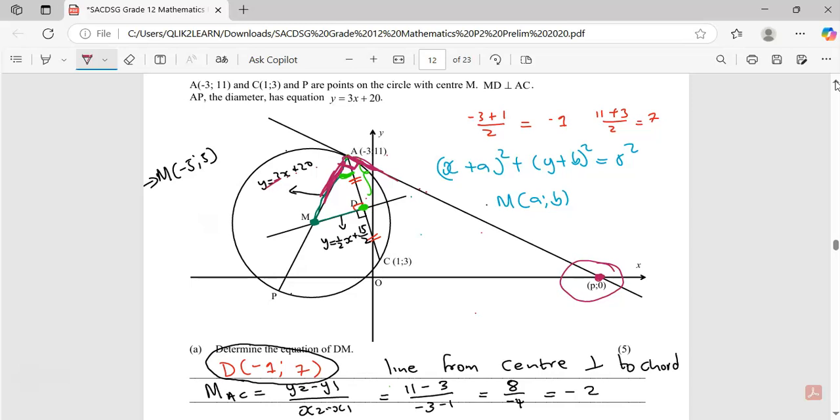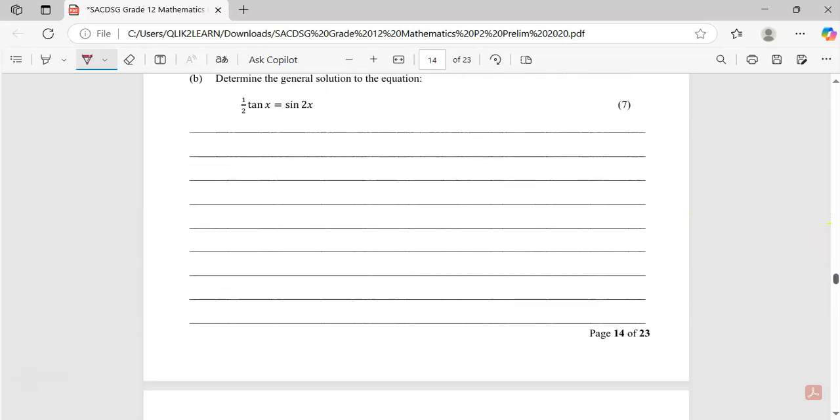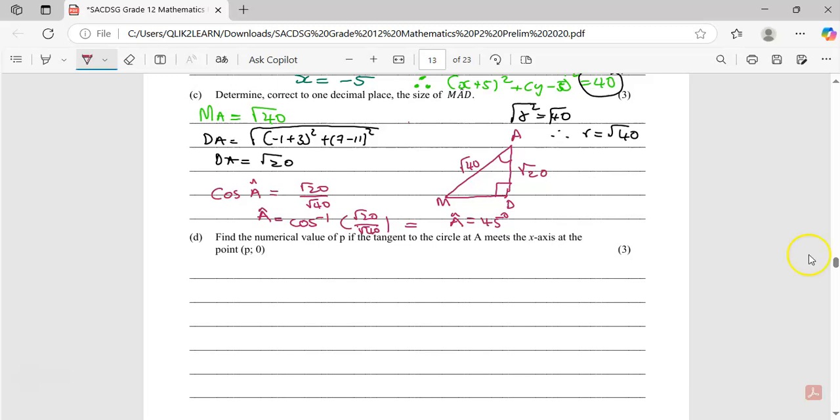If the gradient is 3, what is the gradient of the tangent? The gradient of the tangent will be equal to minus 1 over 3, which is the reciprocal of 3. So if you have that, you can use any point, which is point A. Maybe I need to write this down.